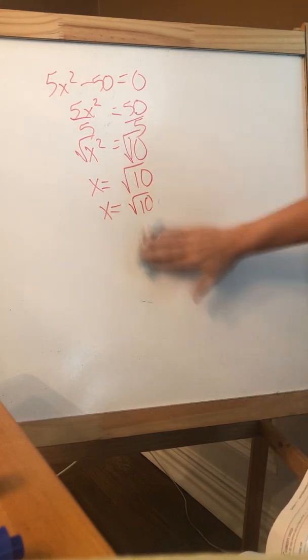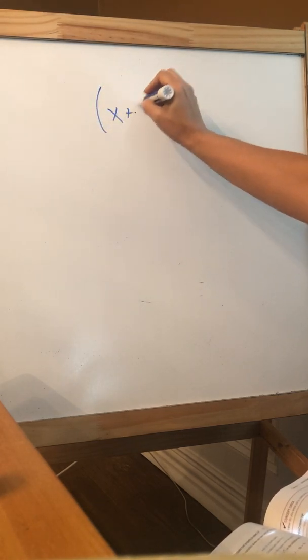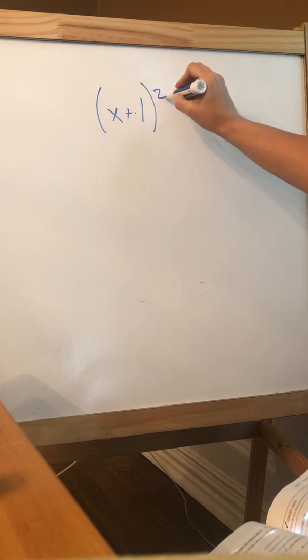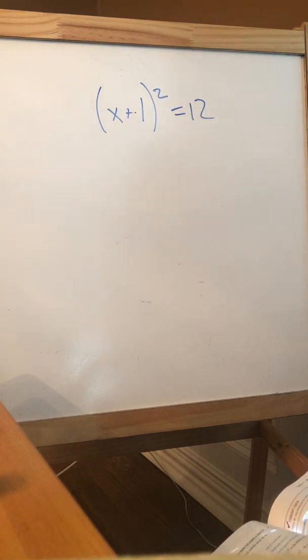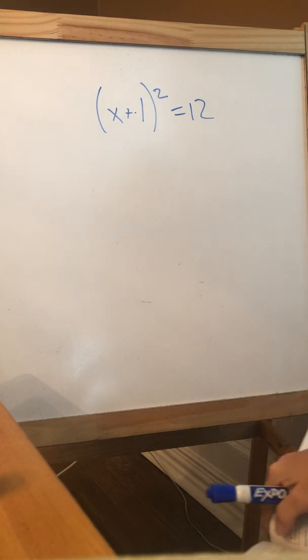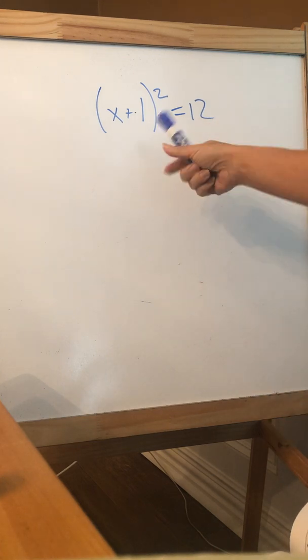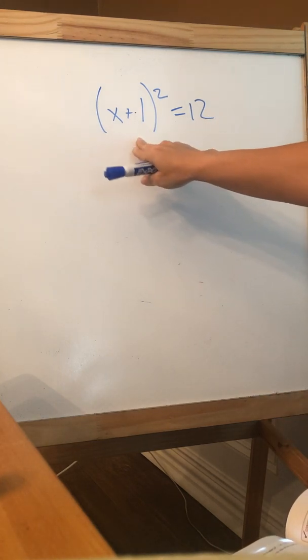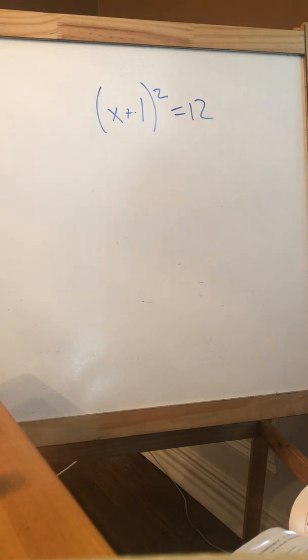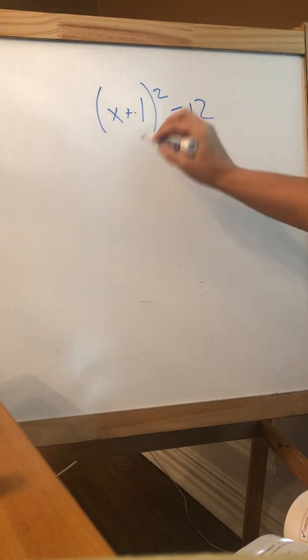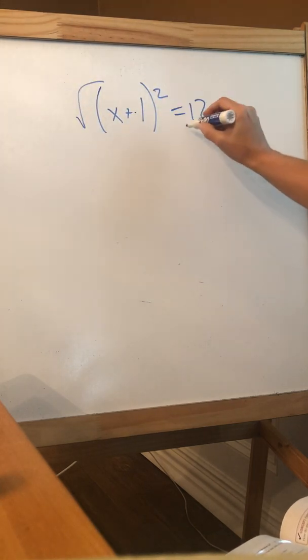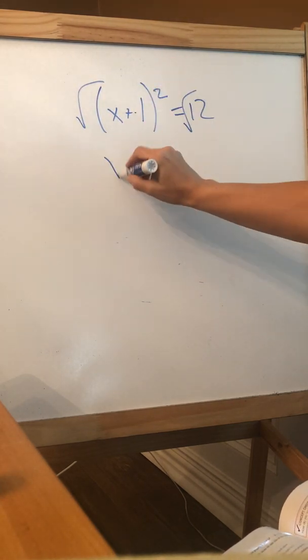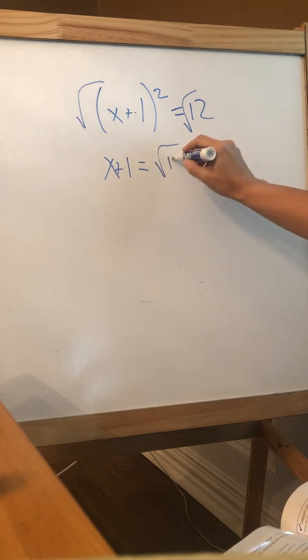example 3. Example 3 says we're going to use square root property to solve x plus 1 squared equals 12. Okay, so if you were solving just for x, one thing you could do is you could FOIL this out, and then you could solve for x. To solve using square root property, however, we're going to follow along what we've been doing. Take the square root of both sides, so we have x plus 1 equals square root of 12.